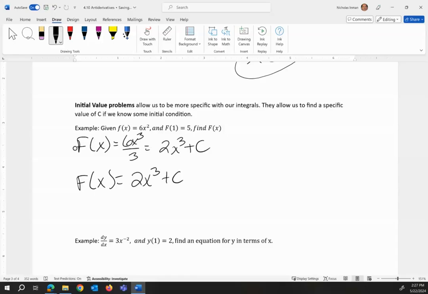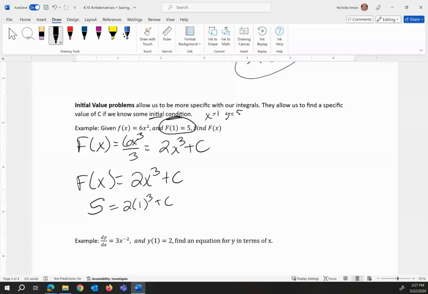All right, sometimes we have the ability to make the c go away and get replaced by an actual number. And this is called an initial condition. Now, this f of 1 equals 5. Notice capital F. That means when x is 1, y is 5 in our antiderivative. So we can say 5, that's like our y, equals 2 times 1 cubed plus c.